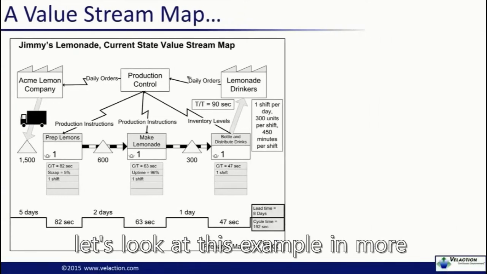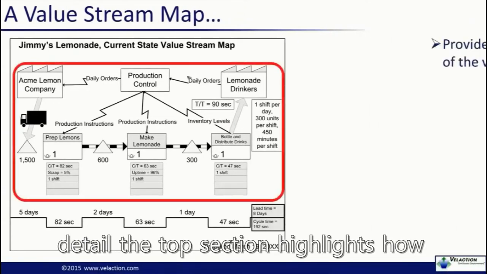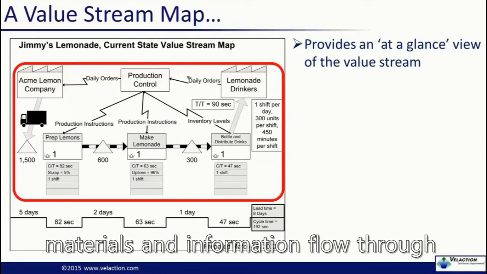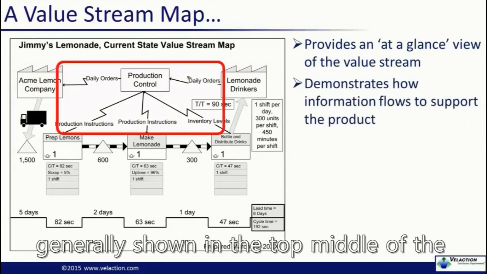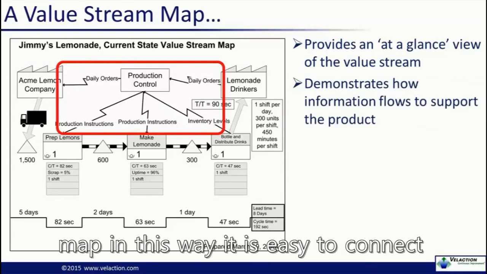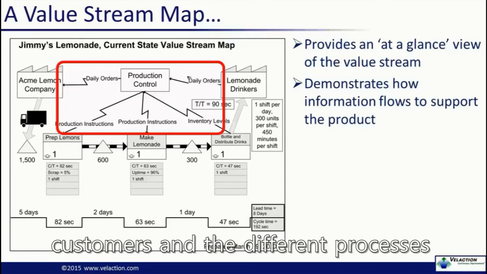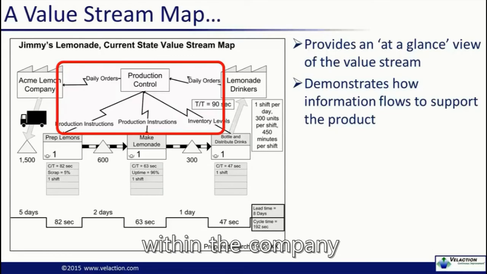Let's look at this example in more detail. The top section highlights how materials and information flow through the value stream. Information flow is generally shown in the top middle of the map. In this way, it is easy to connect information transfer between suppliers, customers, and the different processes within the company.